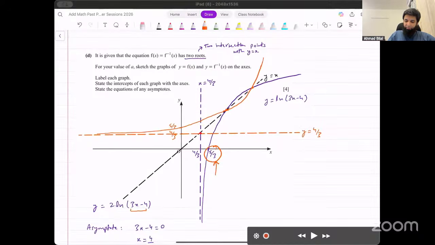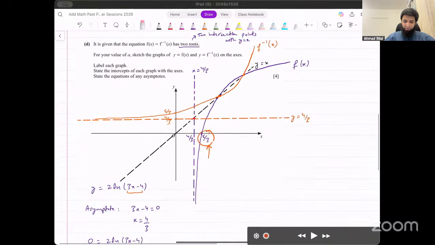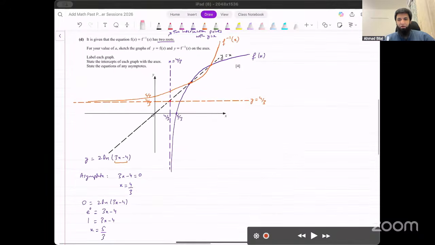Label this. This is f inverse of x. This original graph was f of x. Is that okay to everyone? Let me know now if there are any specific questions. For the log graph, we have a vertical asymptote. For the exponential graph, we have a horizontal asymptote. Makes sense? Do we move on now?